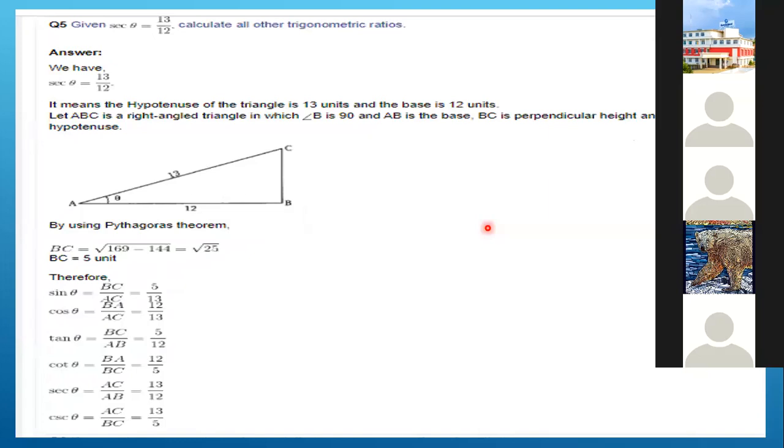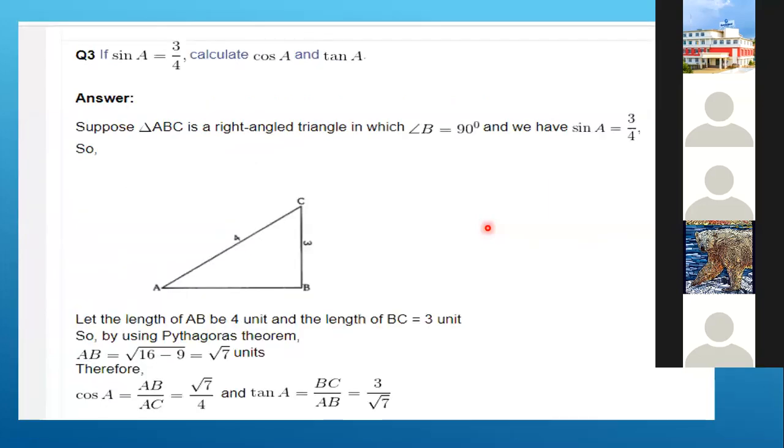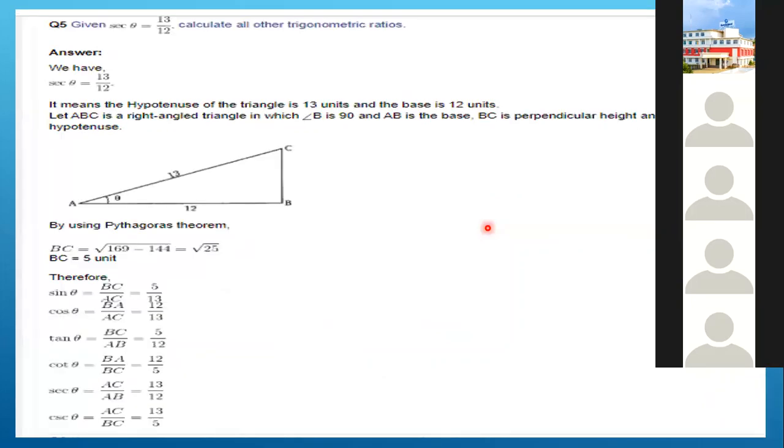Okay. So question number 5, we are doing it now. I hope you all have noted down all 3 sides of a right angle triangle. Can you show ma'am the figure? Yes, hypotenuse 13, adjacent 12, opposite is 5. By using Pythagoras theorem, we got BC value 5. So note down the 3 sides of a right angle triangle. Find out the remaining trigonometric ratios.